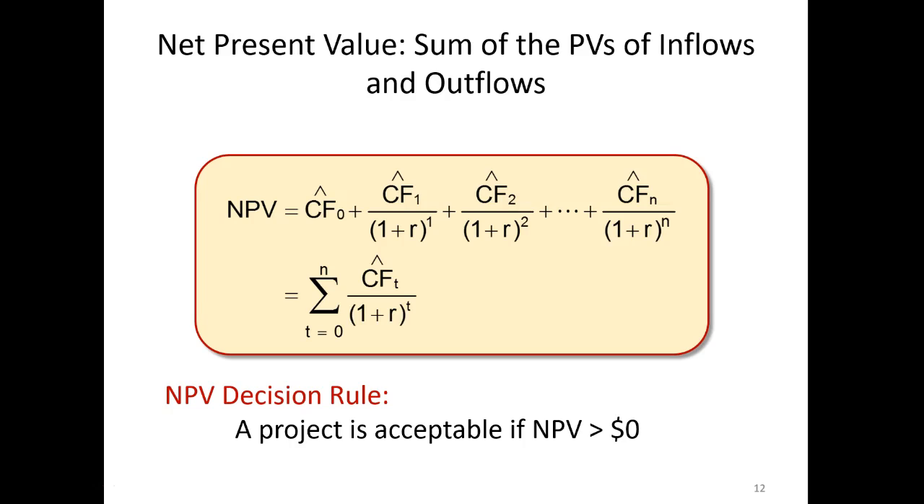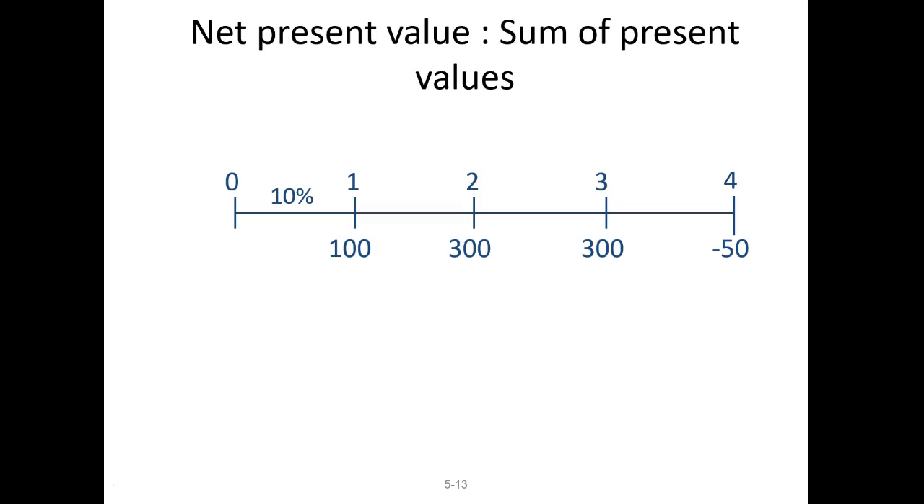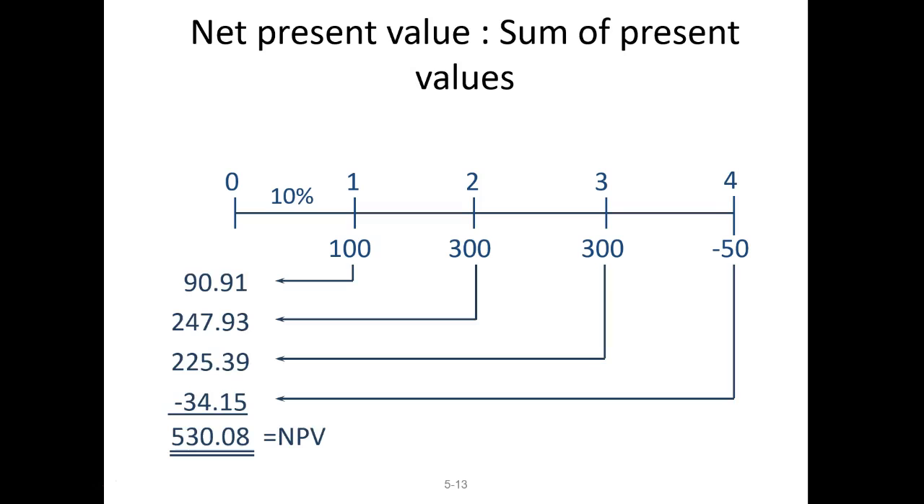So let's see how the calculation will work. So here is a project which had these numbers, okay? So if I want to know what the net present value is for this project, I would basically calculate the present value for each one of them. And again, how do we do that? We take the cash flow for that year, we divide it by 1 plus r raised to n, and we get these numbers, and if you add them up, we get the net present value.